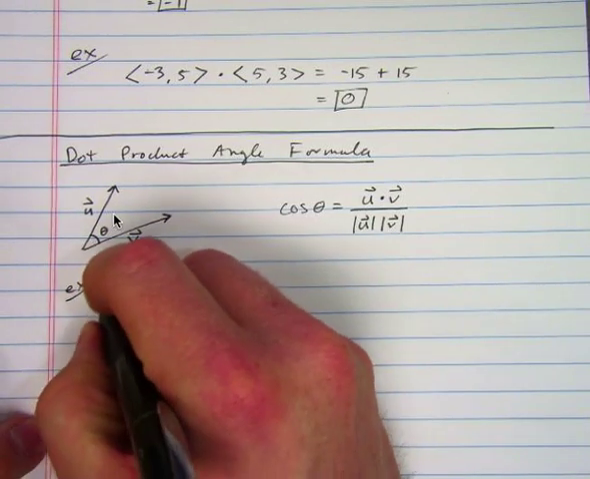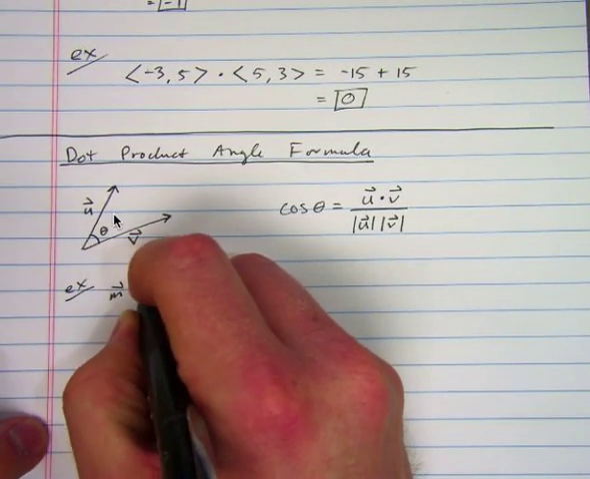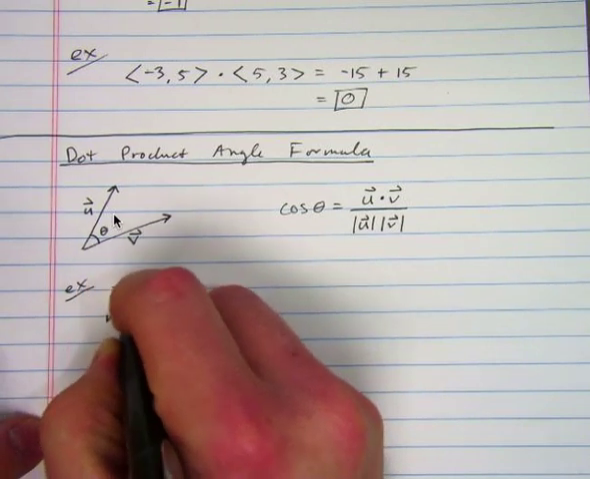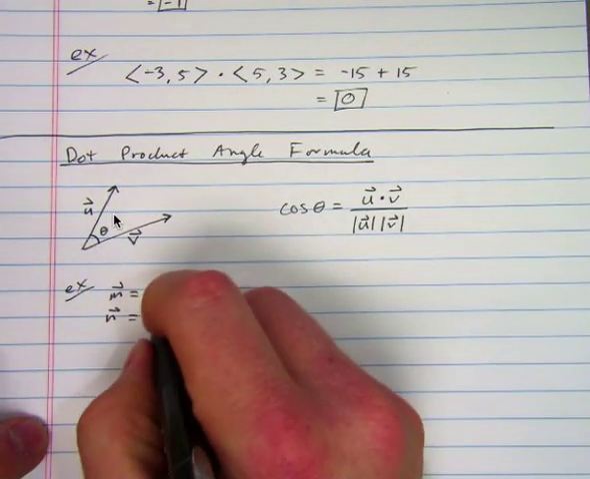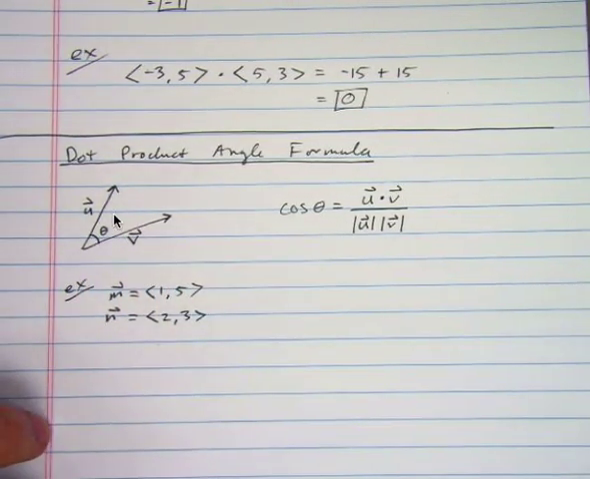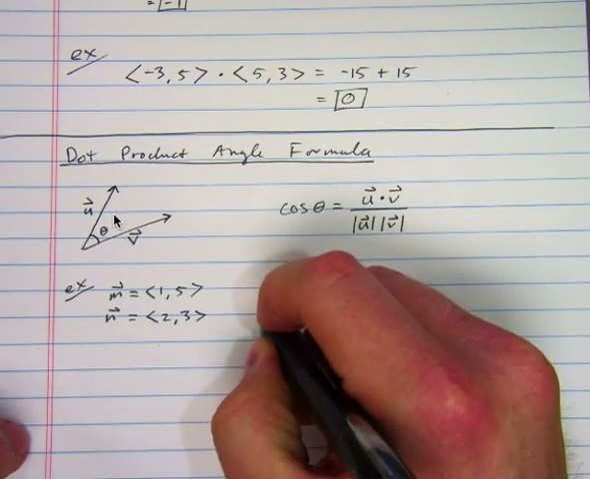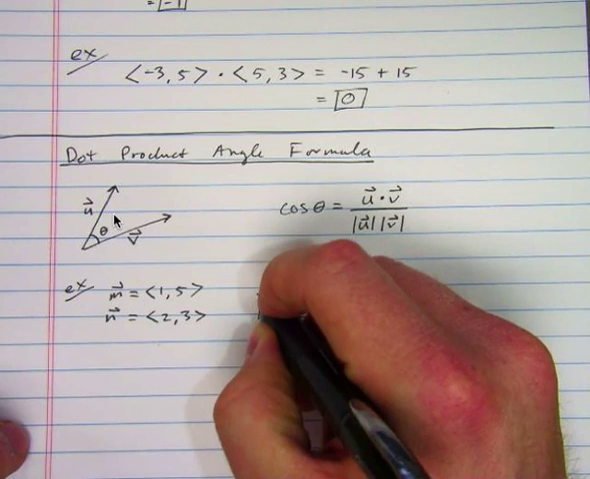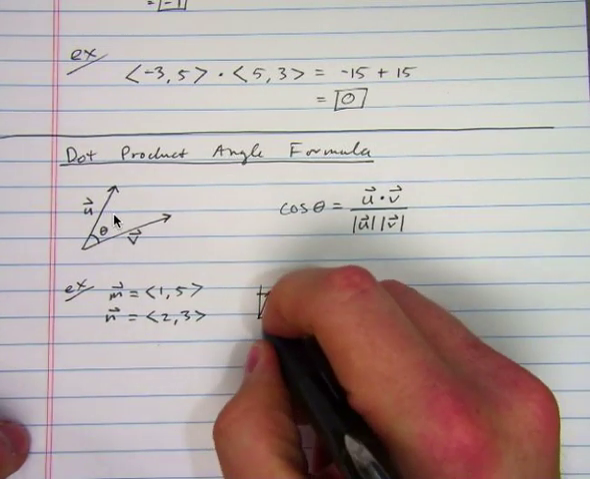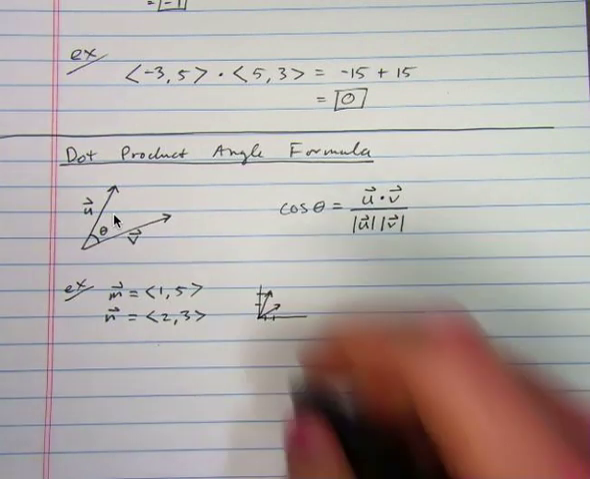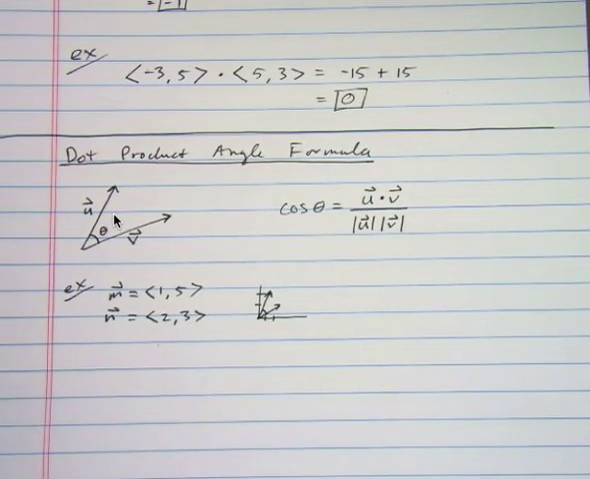Okay, so let's say I have the m vector, and that is 1, 5. And I have the n vector, that is 2, 3. Now if you have kind of a small picture in your head, that'd be 1 over, 5 up. Kind of looks like that. 2 over, 3 up. So two vectors, we're trying to find that angle in between them. That's just a sketch to get an idea of what's happening.